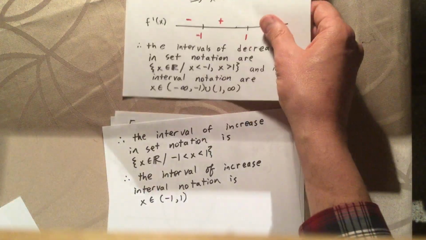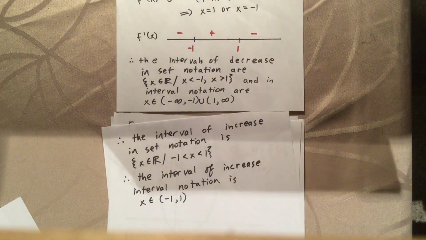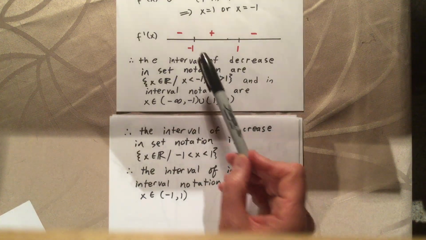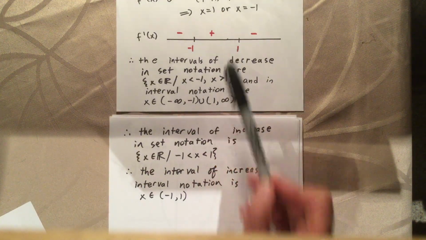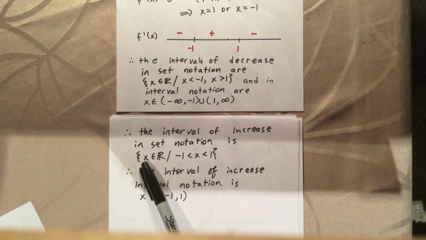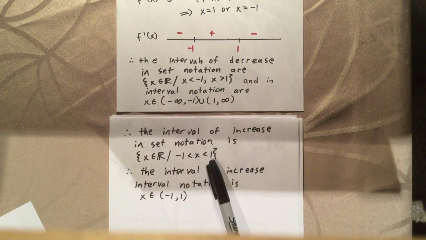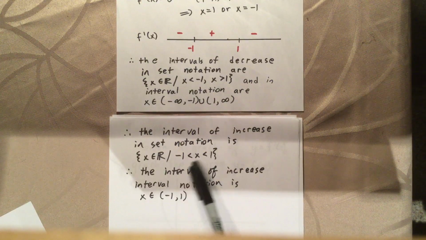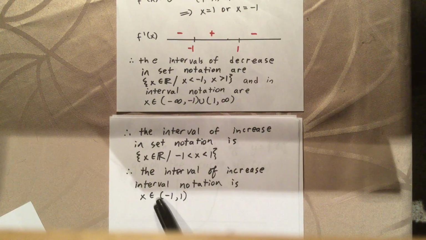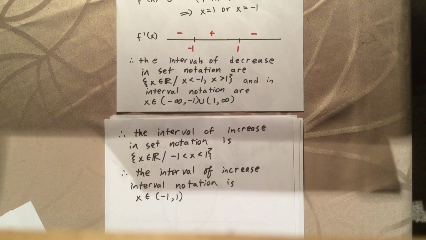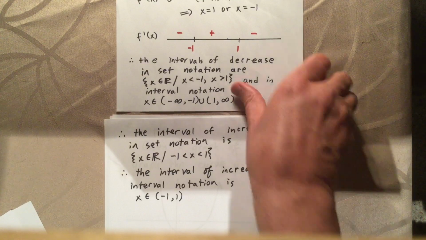Moving on, using the same number line, I can see that my interval of increase is when x is in between negative 1 and positive 1. So in set notation form, my interval of increase is negative 1 to 1, or in interval notation form, I can write it the same way.